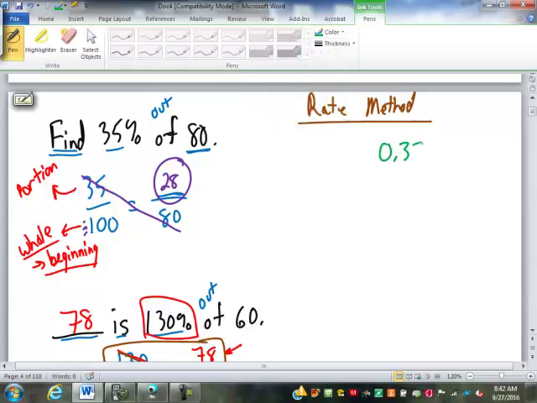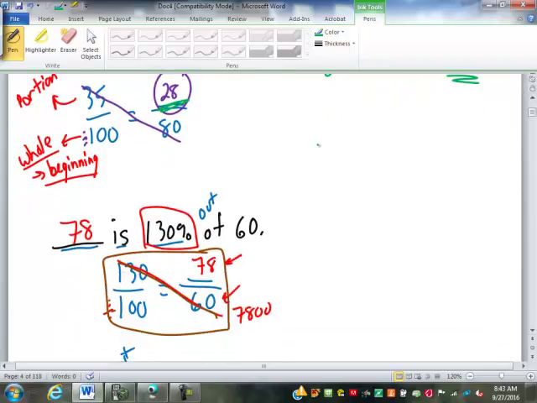35% is 0.35 as a decimal. So for this problem, you would take 80 times 0.35 and get 28. Well, that seems pretty simple. It gives us the same answer. Let's keep looking. The next one here, 130% is 1.3. You would take 60 times 1.3 and get 78. Well, again, that seems really simple. So why don't we use the rate method? Well, I do. When I calculate, I usually do use the rate method because that's how I was taught, and I'm pretty quick with it. And it is a little bit quicker.